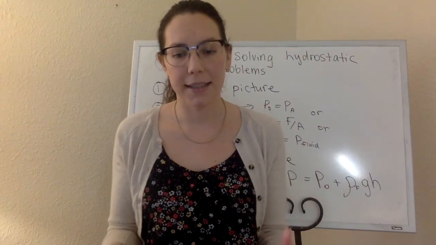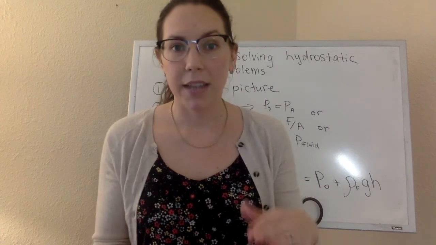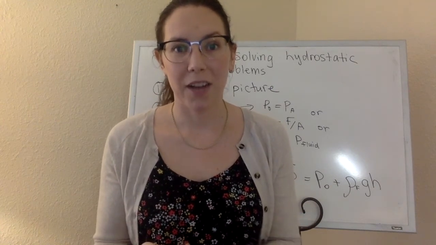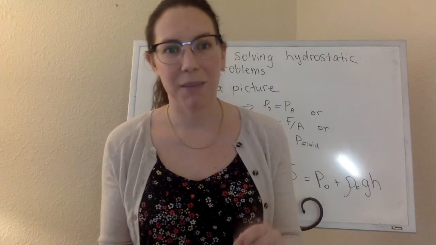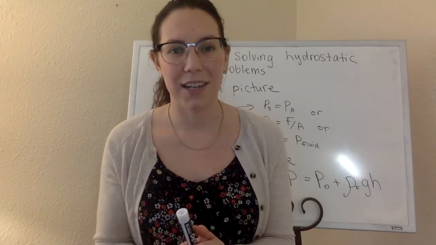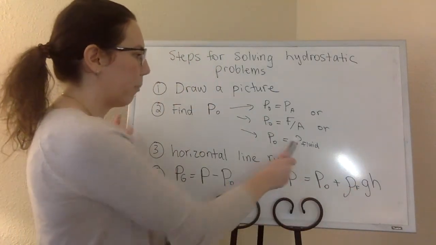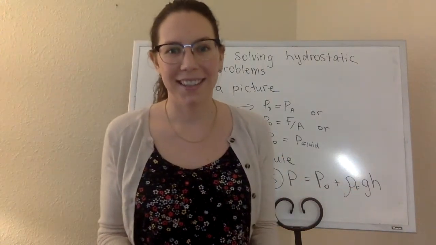The third case is that maybe we have a different type of fluid on top of another fluid. Then we'll have to find the pressure at the bottom of that fluid, which becomes the top of the next fluid region. I'll show an example with that, but in that case, our P naught is the pressure of the fluid at that point.